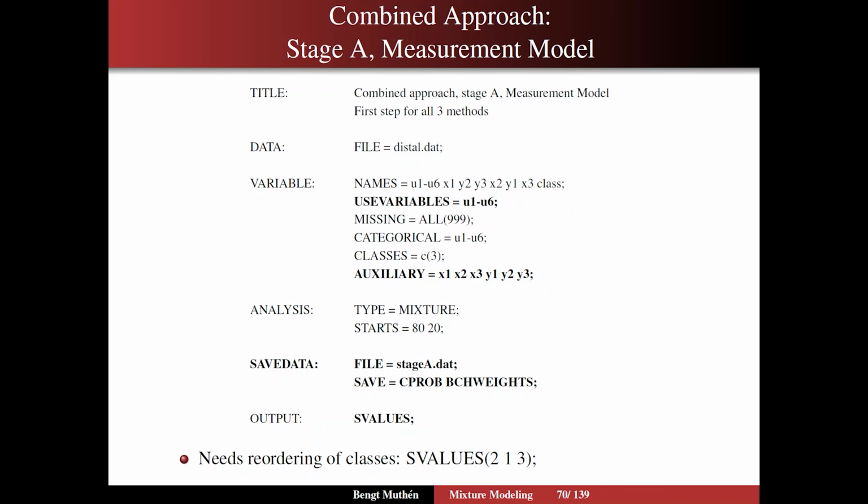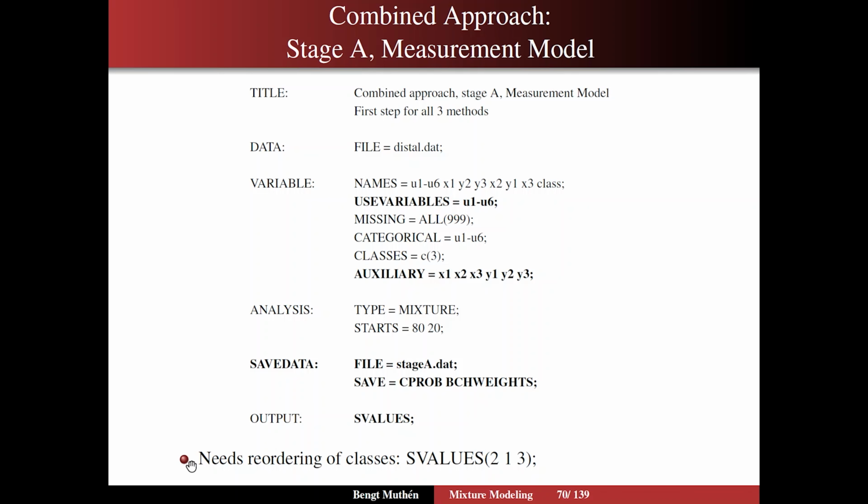Turning to slide 70 then, let's take a look at stage A, the measurement model. So we work with the original data set, distal.dat, and here are the names. And we have a use variable list, only the indicators. And the auxiliary variables are the x's and the y's. And what we do differently here is to save data. We save CPROBs and BCH weights, both of them, plus S values that are requested within the output command.